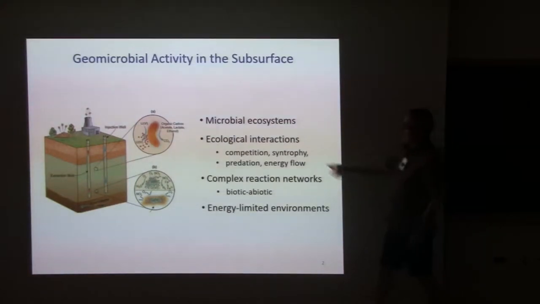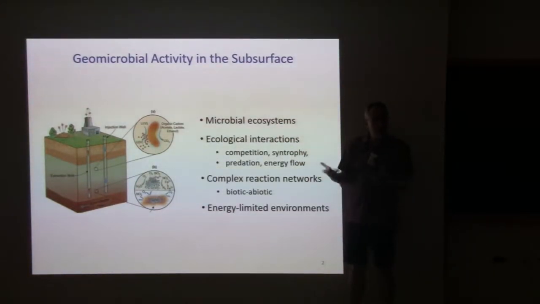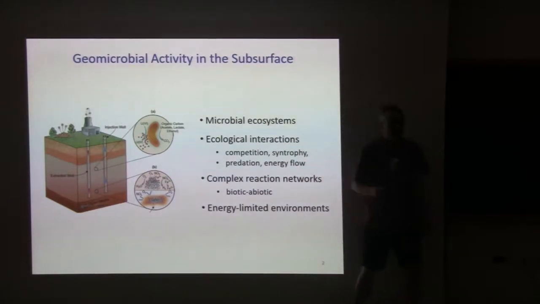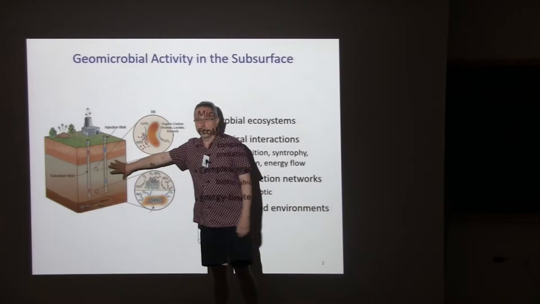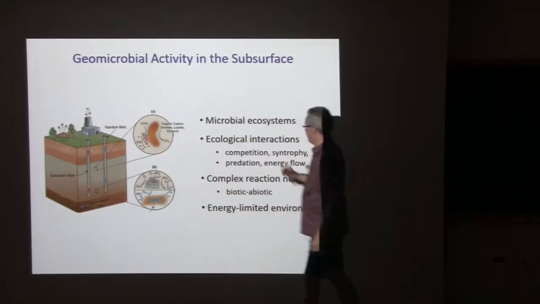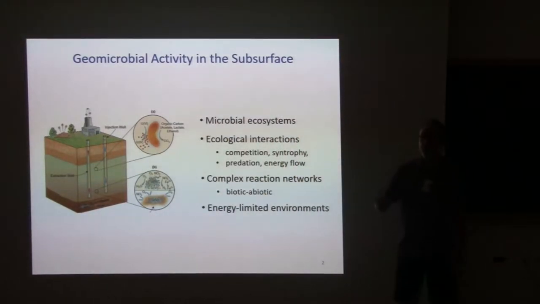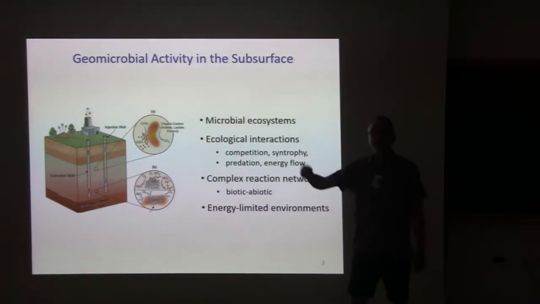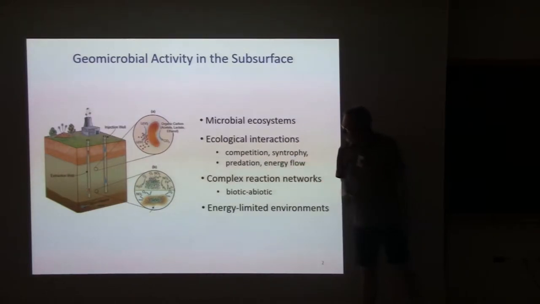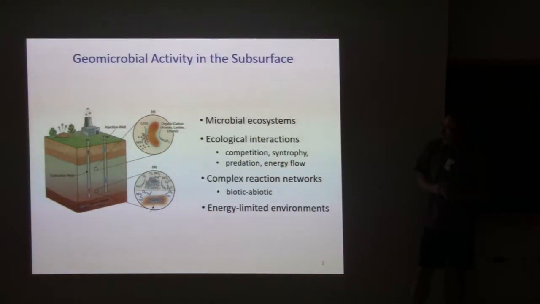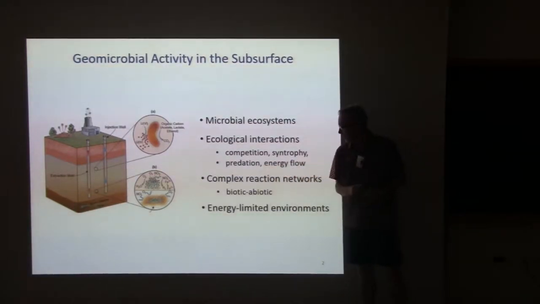And when you talk about an ecosystem, of course, if you want to know how these things function, you have to think about all the ecological interactions, so the interactions between organisms, things like competition. I mean, obviously, different groups of microorganisms might be competing for the same substrates. Syntrophy, where essentially one microorganism produces something that is then used by another microorganism, which might actually produce something that's used again by the first microorganism. Things like predation. So there are, of course, multicellular organisms living in the subsurface that actually feed on microorganisms.